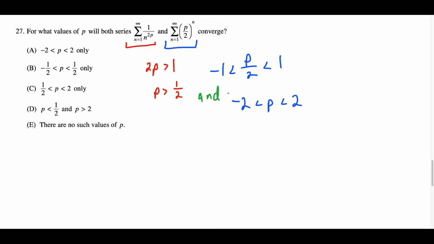But remember, for both series to converge, both of these inequalities have to be true. P has to be greater than 1/2, and it has to be between -2 and 2. And the only way to make them both simultaneously true is if we set 1/2 to be the smallest value, because P has to be bigger than 1/2, but P cannot go past +2. So P has to be between 1/2 and +2, and this is going to match choice C.